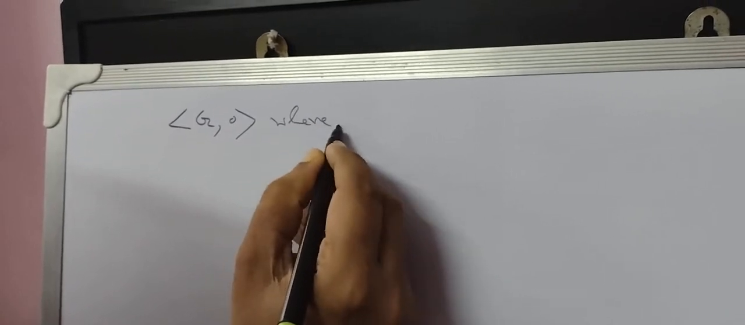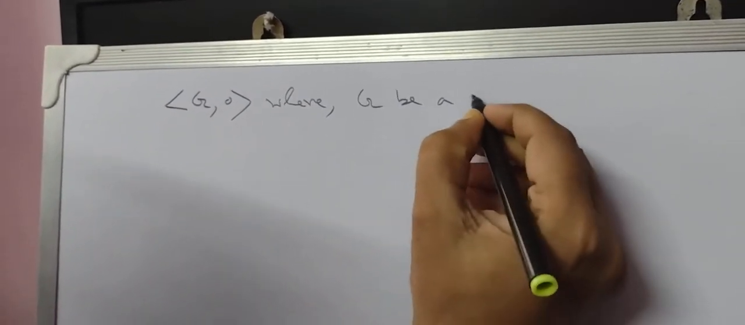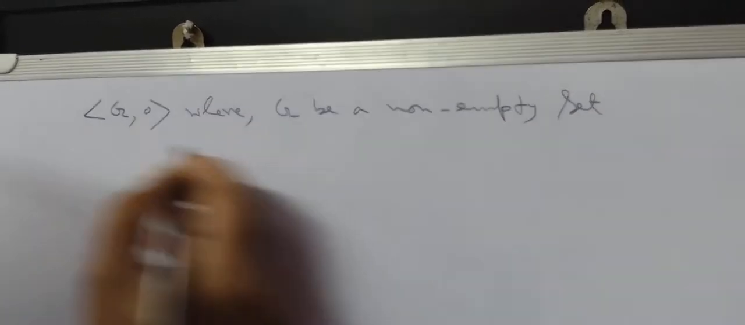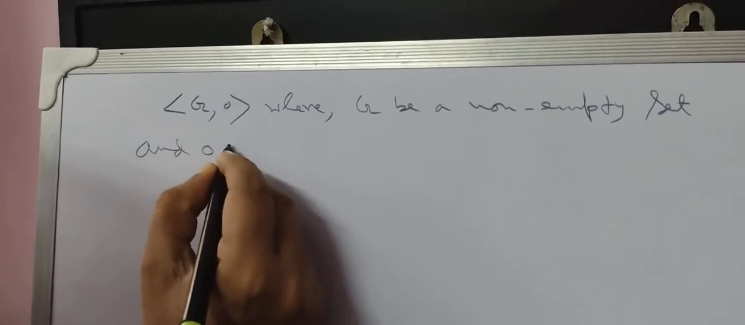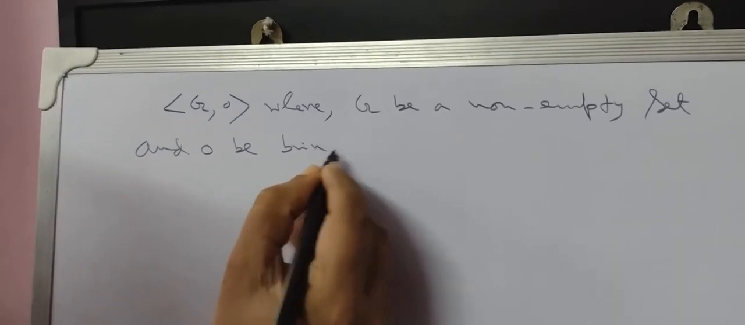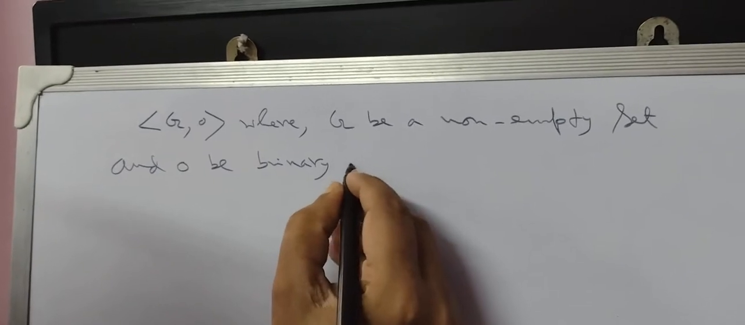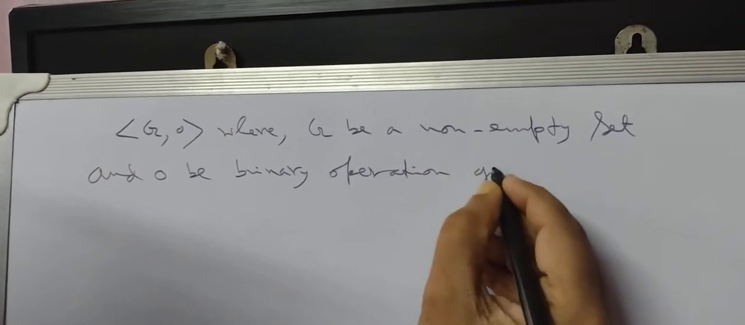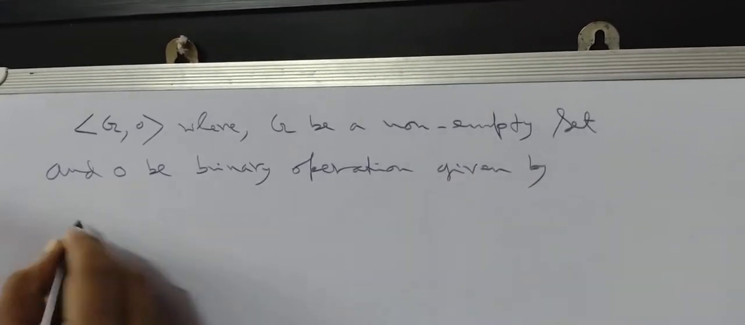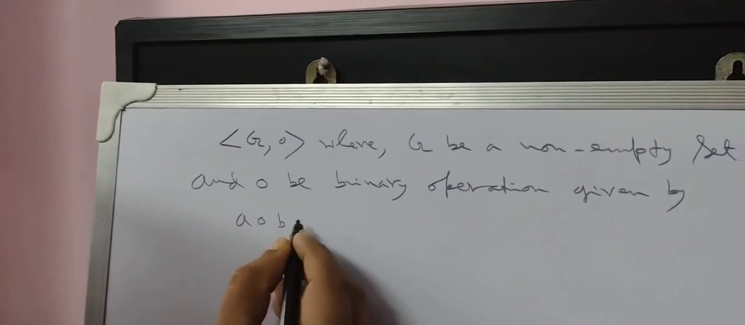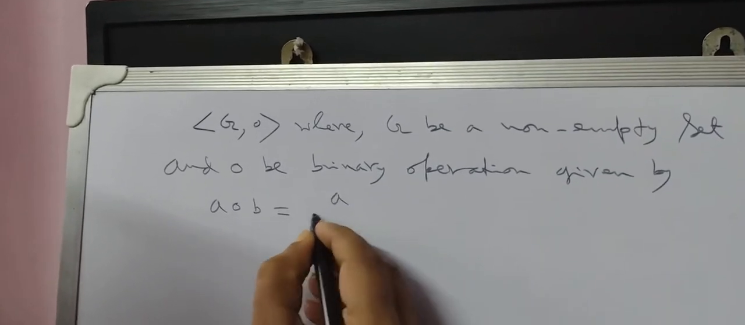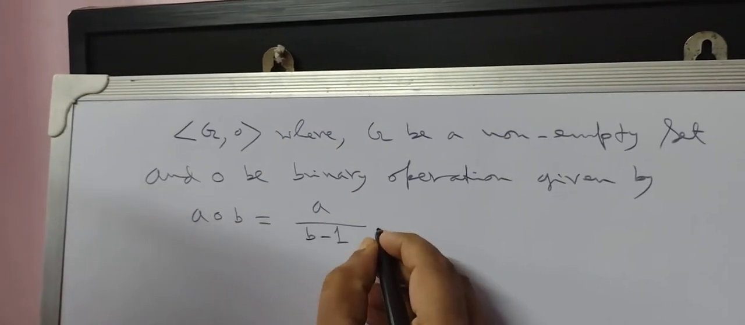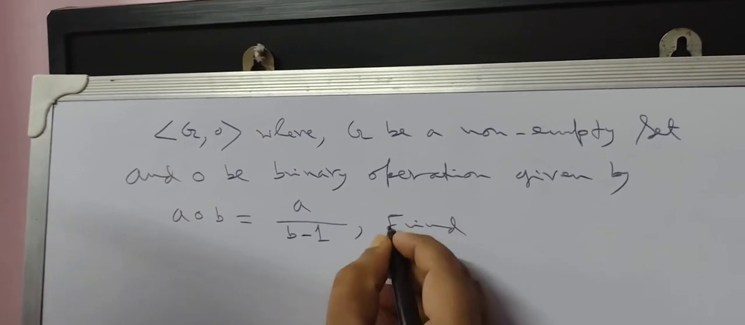where G is a non-empty set and composition is a binary operation, given by or defined by A composition B is equal to A by B minus 1, and find the identity element.